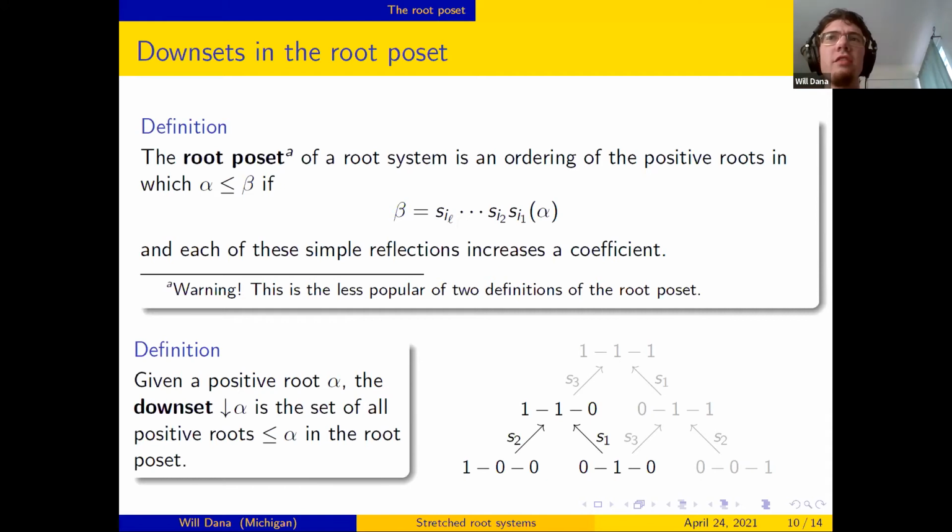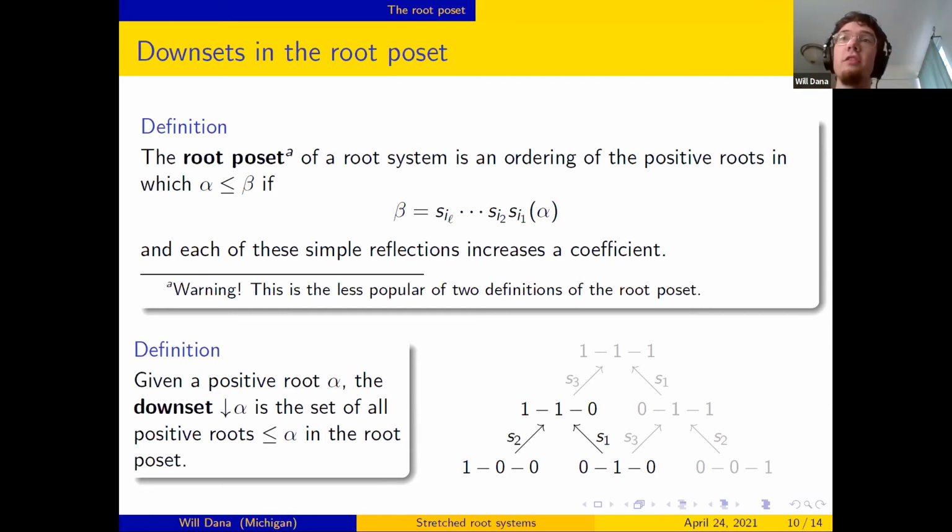So in a way, you can think of this downset as encapsulating all the different ways of building up alpha starting from a simple root. Chains from a simple root up to alpha in the root poset correspond to minimal sequences of reflections that get up to alpha. And so this will encapsulate all of them and give you an idea of all the different ways of building up that root.